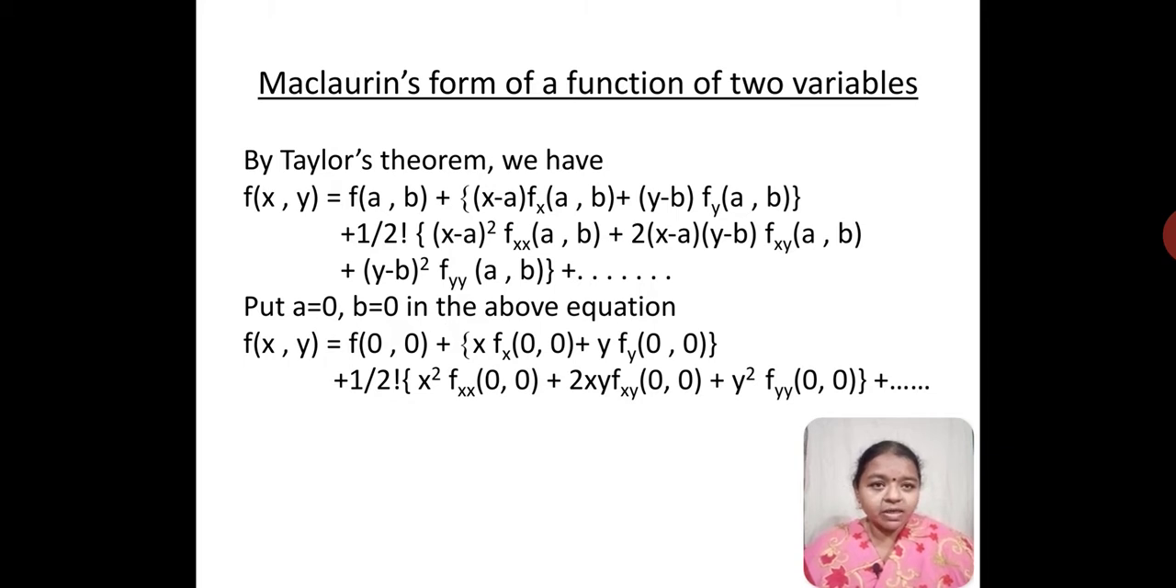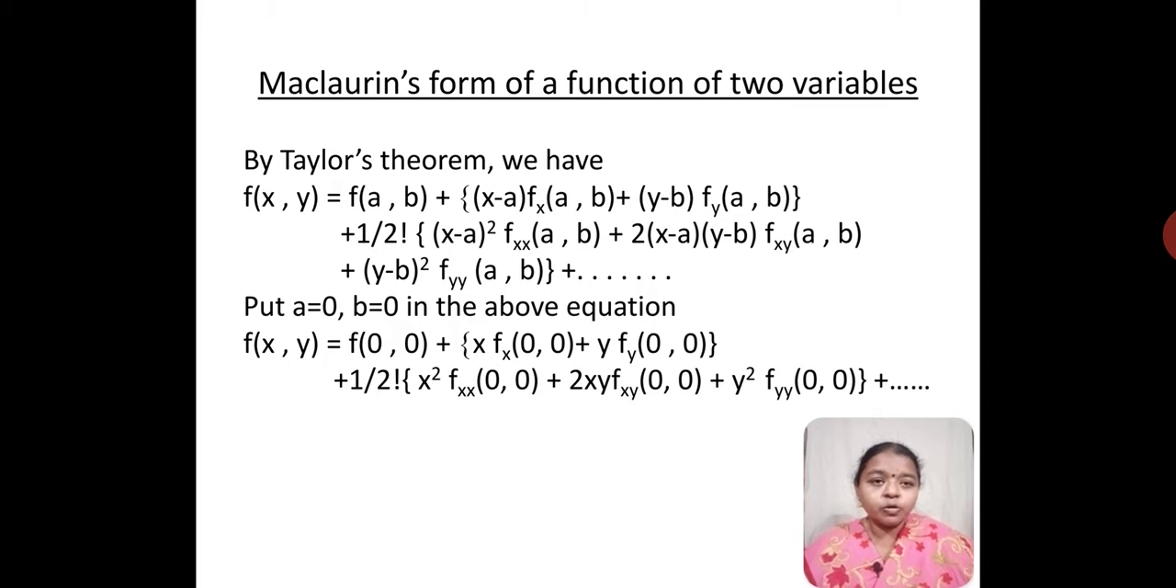So we all have studied Taylor's theorem in the previous session. By Taylor's theorem we have f(x,y) = f(a,b) + (x-a) fx(a,b) + (y-b) fy(a,b) + 1/2! [(x-a)² fxx(a,b) + 2(x-a)(y-b) fxy(a,b) + (y-b)² fyy(a,b)] + and so on.